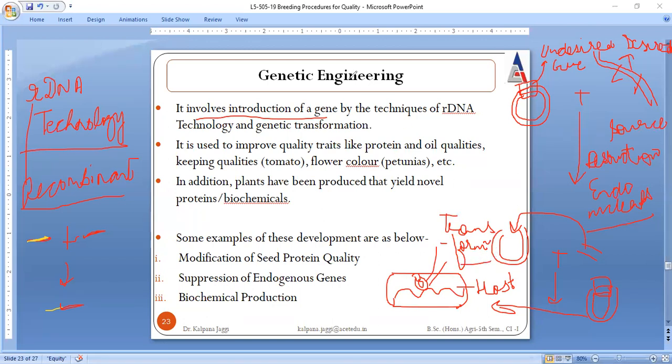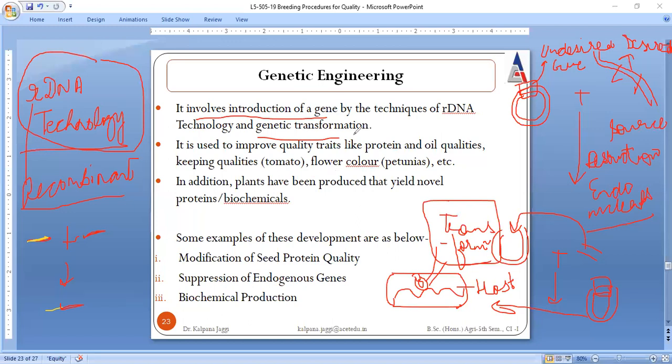So genetic engineering involves two processes. First is recombinant DNA technology, and second is genetic transformation, because DNA is being taken up by the host. This is the reason it is said to be genetic transformation. So genetic engineering is all about the techniques that involve recombinant DNA technology and genetic transformation.